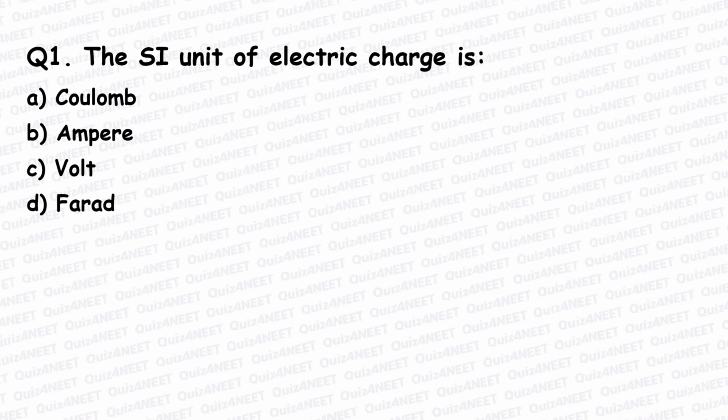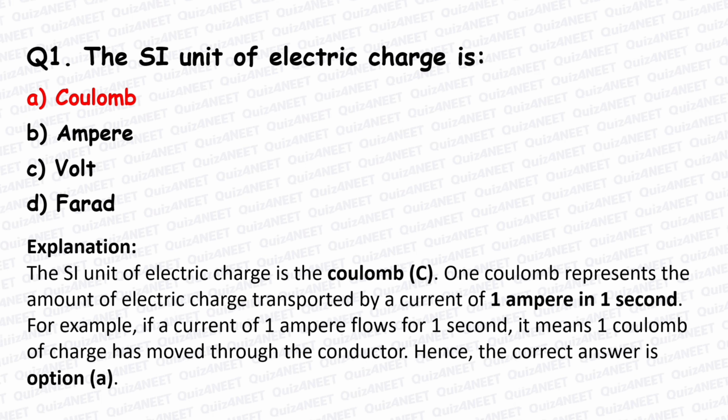Q1. The SI unit of electric charge is A. Coulomb, B. Ampere, C. Volt, D. Farad. Answer: Coulomb. Explanation: The SI unit of electric charge is the Coulomb, C. 1 Coulomb represents the amount of electric charge transported by a current of 1 ampere in 1 second. For example, if a current of 1 ampere flows for 1 second, it means 1 Coulomb of charge has moved through the conductor. Hence, the correct answer is option A.